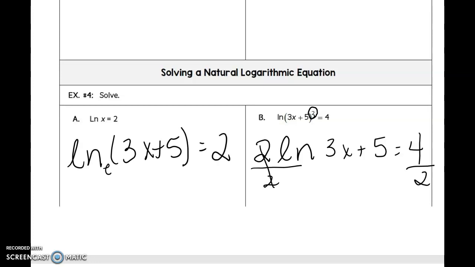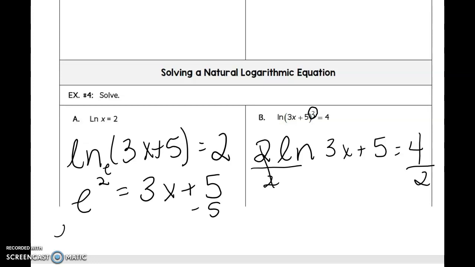Well, your base is e, so this becomes e to the power of 2 equals 3x plus 5. And then you'd continue to solve, subtract 5 on both sides. e squared minus 5 equals 3x. And then how do we get x by itself? Divide by 3. Type all of this in on your calculator and you're going to get your answer.